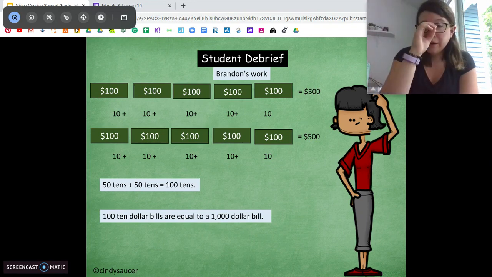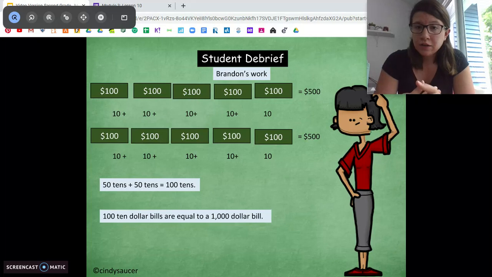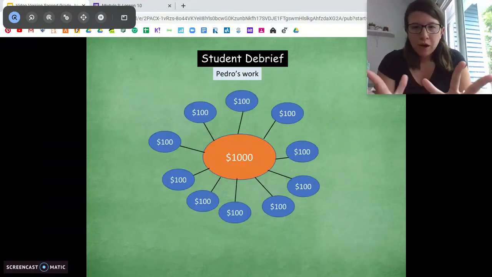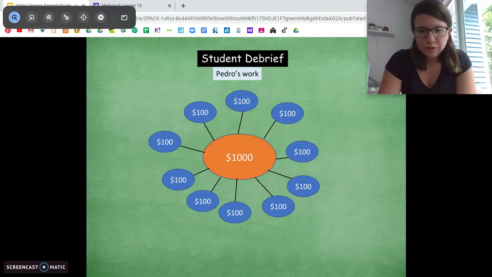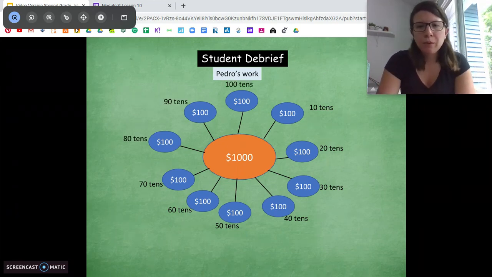This is just one way to do it. He used his knowledge of $100 bills, broke down 1,000 into $100 bills. Now we're going to look at Pedro's work. I want you to pause here, and I want you to talk with someone at home about what Pedro did. I'm going to add his little tens work here. Pause, talk with someone at home about what Pedro did.